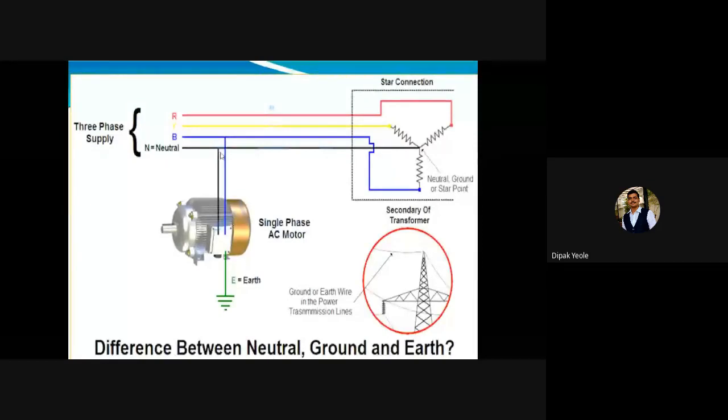We have to supply this single phase induction motor. Let's say this is a single phase AC motor. Now from where am I giving the supply for this? I have to choose any one phase apart from this RYB, and obviously I have to use one neutral wire. So let's say I'm using B as a phase, so it is also called the live wire, or in America it is also called the hot wire.